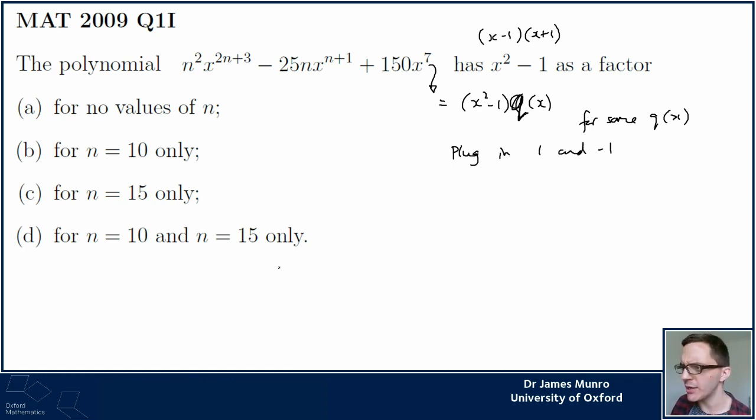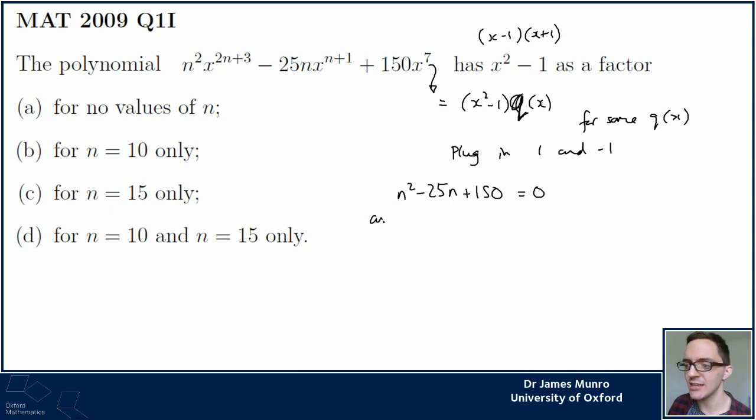If we plug in 1 and minus 1, then over here, when I plug in 1, I'll get n squared minus 25n plus 150. That's got to be 0, because when I plug in 1, I get 0 over here. It doesn't matter what q of x is, I'm plugging in 1 so the right hand side is 0.